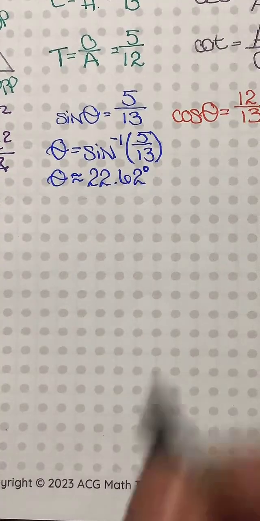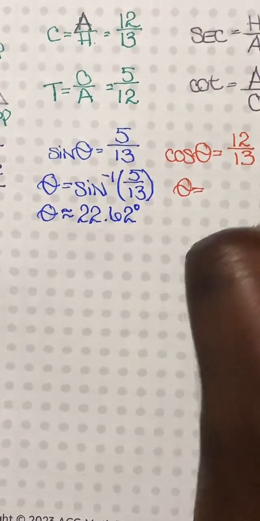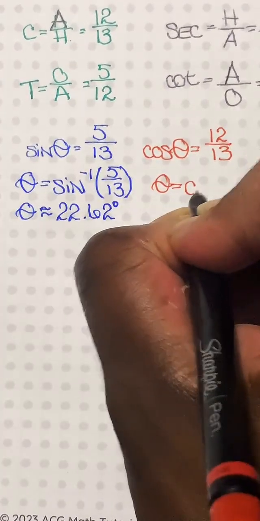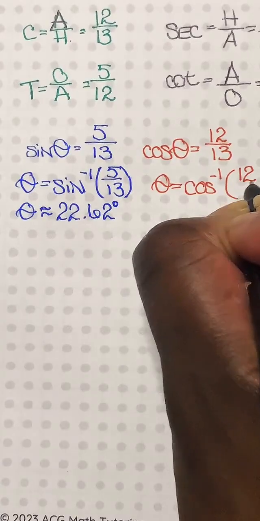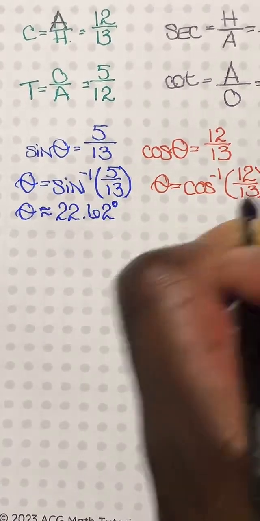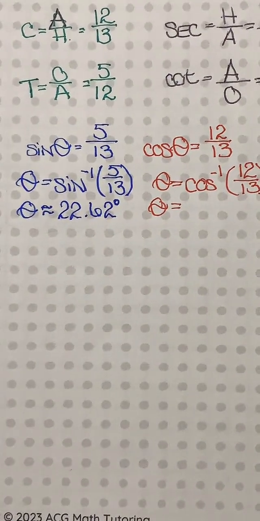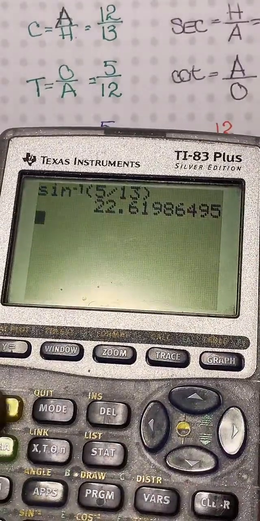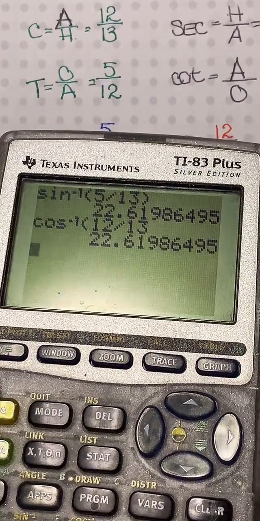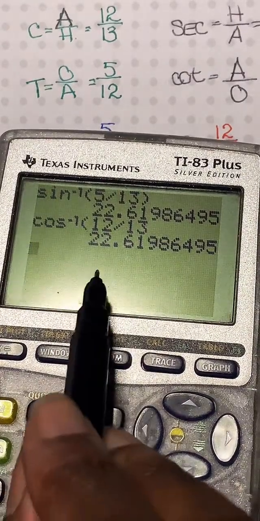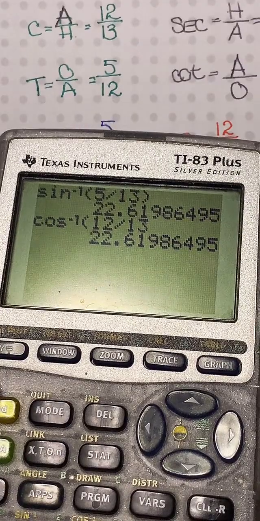If I tried to do it with cosine, here's my theta, and then I'm doing the inverse of cosine of 12/13. So if we have inverse cosine of 12/13, we got the same answer. Even C4 said that earlier. Okay? So it's exactly the same.